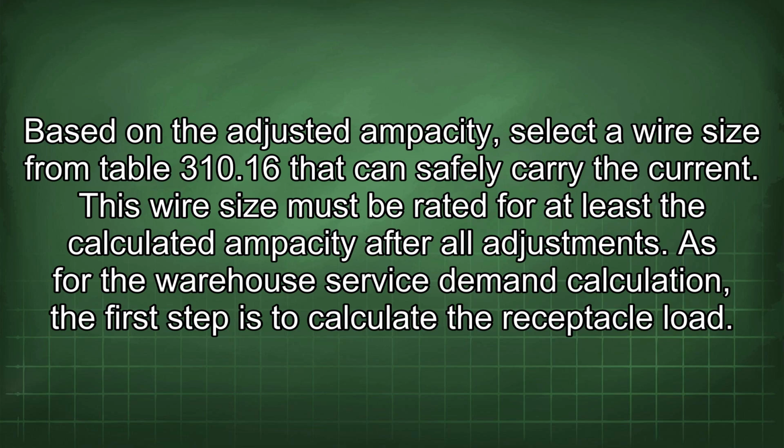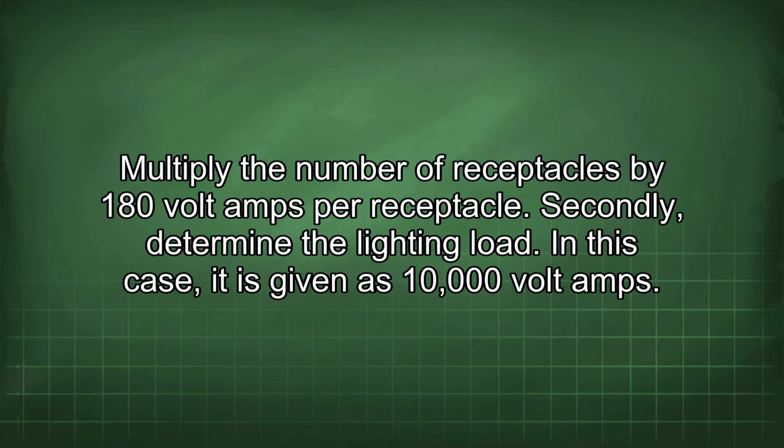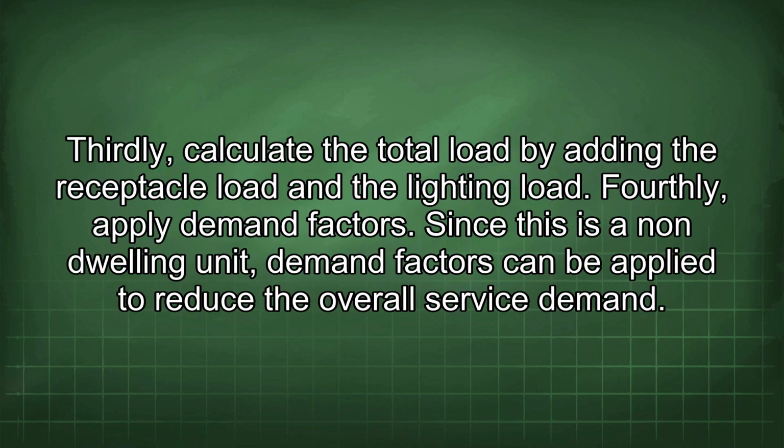As for the warehouse service demand calculation, the first step is to calculate the receptacle load. Multiply the number of receptacles by 180 volt-amps per receptacle. Secondly, determine the lighting load. In this case, it is given as 10,000 volt-amps. Thirdly, calculate the total load by adding the receptacle load and the lighting load.